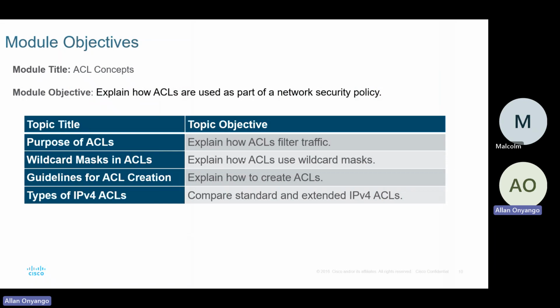And so for our class today, we expect to cover the following objectives. We will explain how ACLs are used as part of network security policy. We'll explain how ACLs filter traffic, how ACLs use wildcard masks. And remember, we used wildcard masks during our last class when we were talking about OSPF, which is Open Shortest Path First. We will also learn how to create ACLs, very, very important. And of course, we'll compare two major types of ACLs, which is standard and extended ACLs.